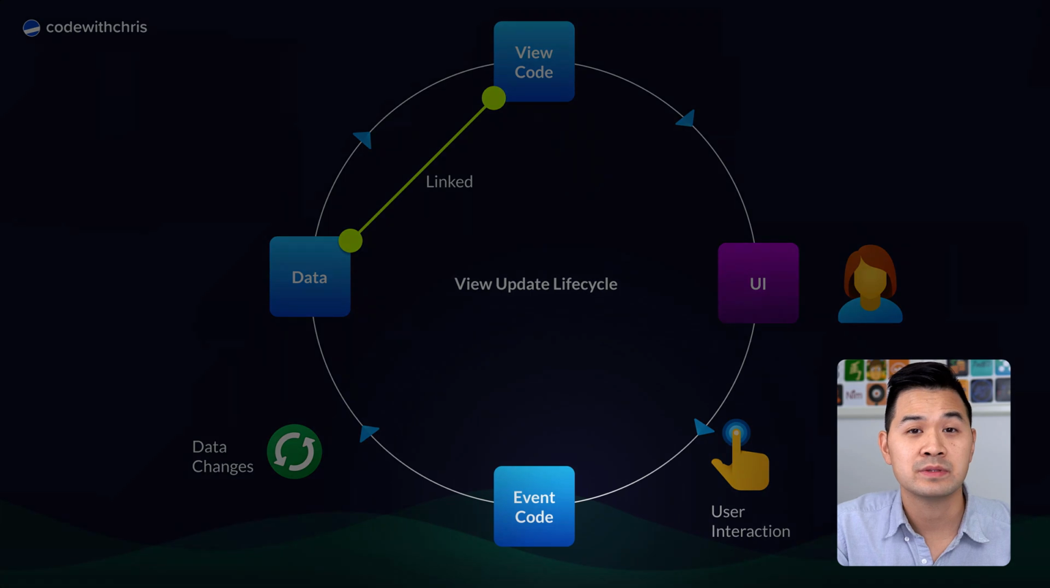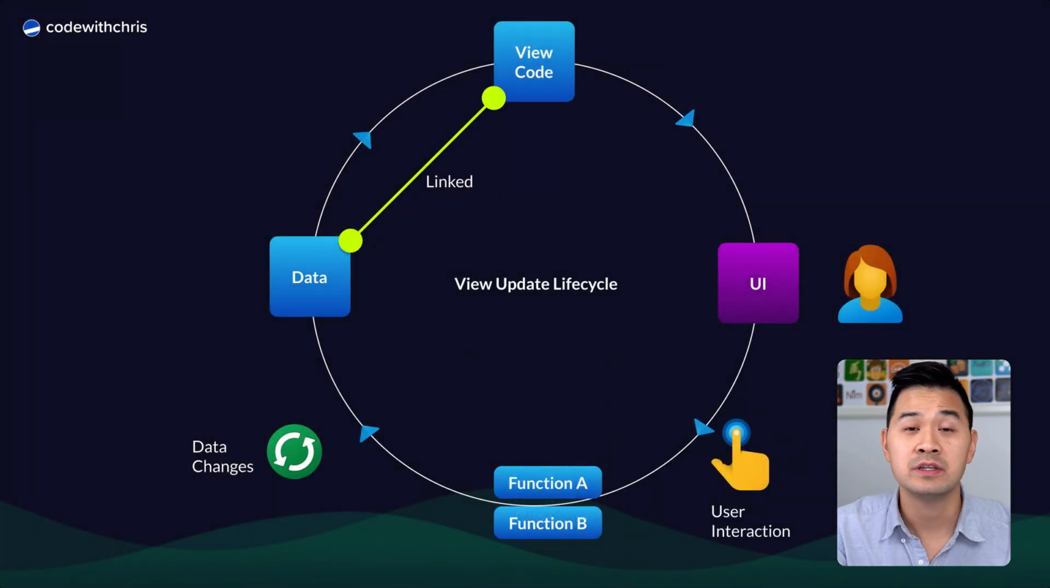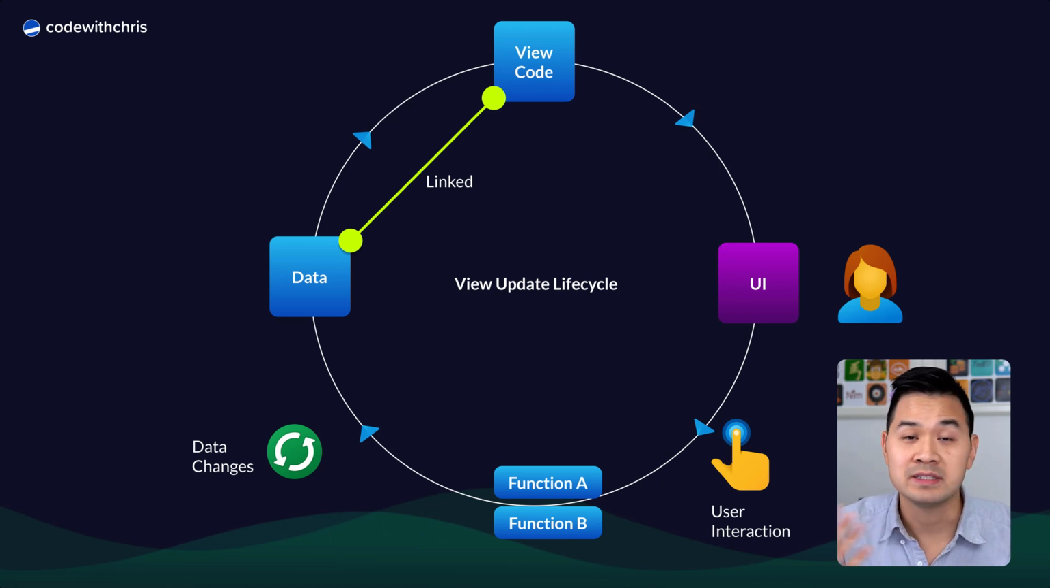Alright, now let's take a look at the view update lifecycle diagram from the previous lesson and see where functions might play a part in this lifecycle. Remember that when the user interacts with the UI, Swift code captures that event and reacts to it. Well, here we might have a couple of different functions depending on how the user interacts with our UI. For example, the user tapping a button might trigger the app to switch screens. In that case, maybe we'll run function A to perform that task. Or on the other hand, what if the user taps on an item to see more detail? Then in that case, we'll run function B to bring up the details screen.